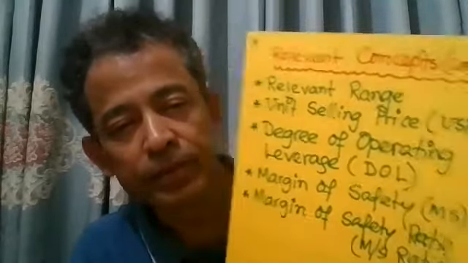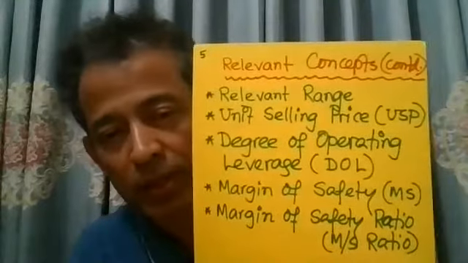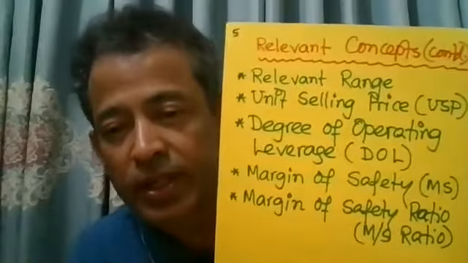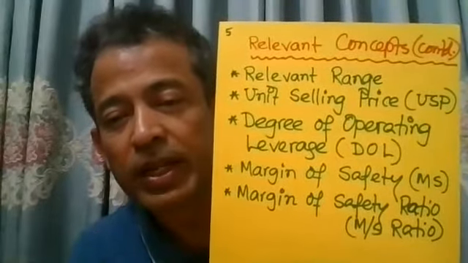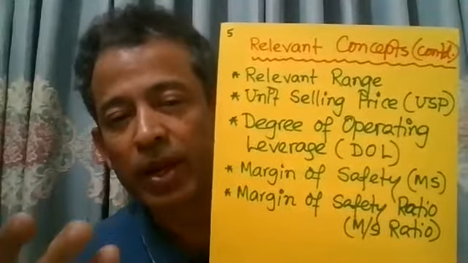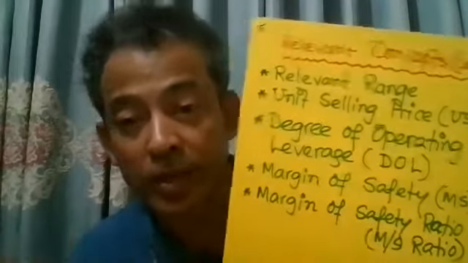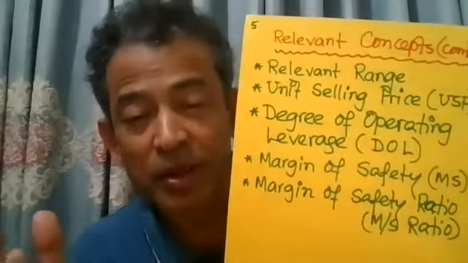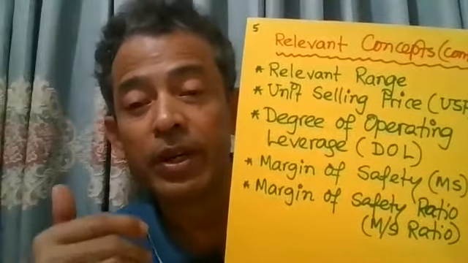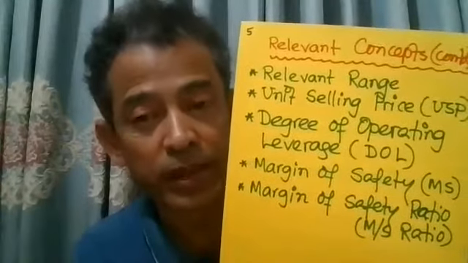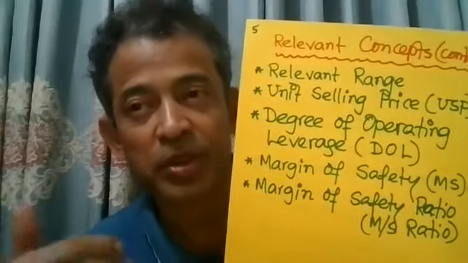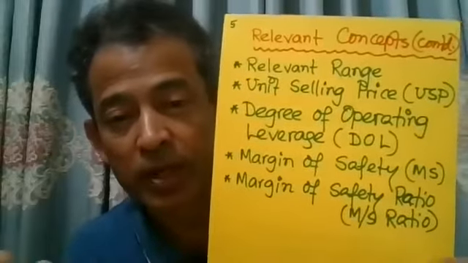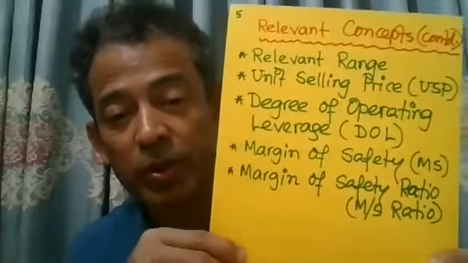And then unit selling price, USP, and then degree of operating leverage, the sensitivity between operating profit and sales. So degree of operating leverage tells us by what percent our profit, or EBIT, earnings before interest and taxes, or operating profit, changes in response to changes in sales. If we increase our sales by 2%, our operating profit could increase by more than 2%. If we have fixed costs, then it should increase by more than 2%.